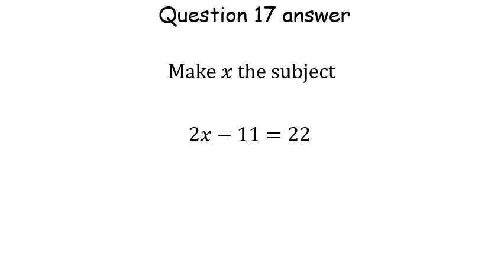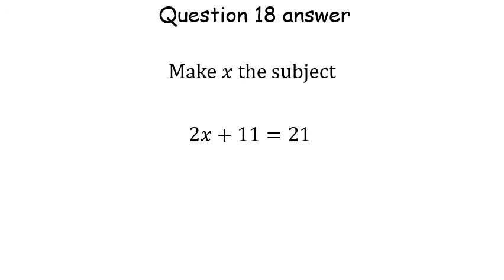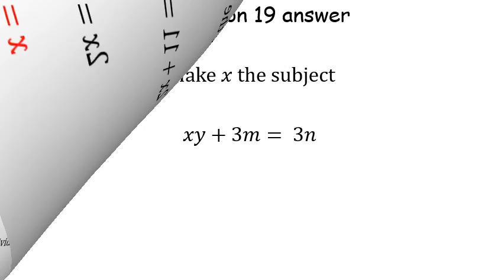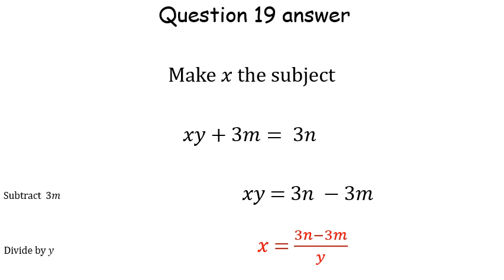Question 17. To get the x term on its own, I first added 11 to both sides and then divided by 2, getting x equals 33/2. Question 18. To get the x term on its own, I first subtracted 11 from both sides and then divided by 2, getting x equals 5. Question 19. To get the x term on its own, I first subtracted 3m from both sides and then divided by y, getting x equals 3n minus 3m all over y.